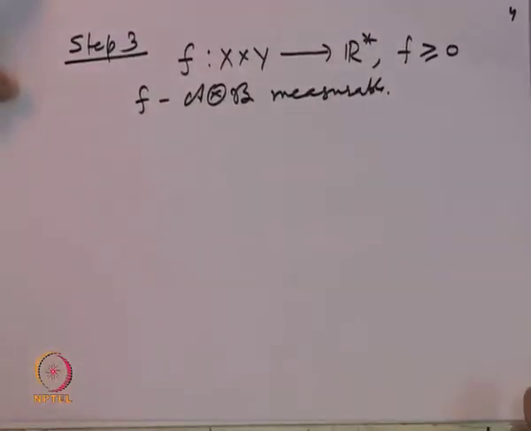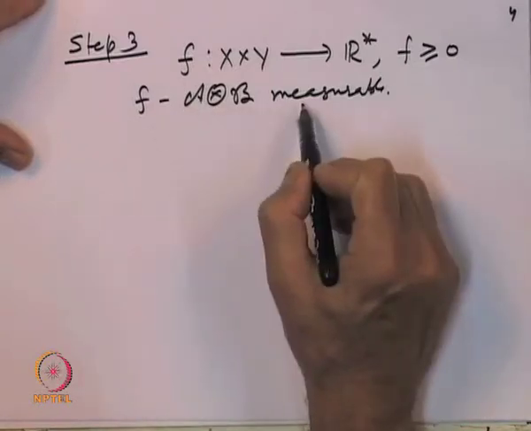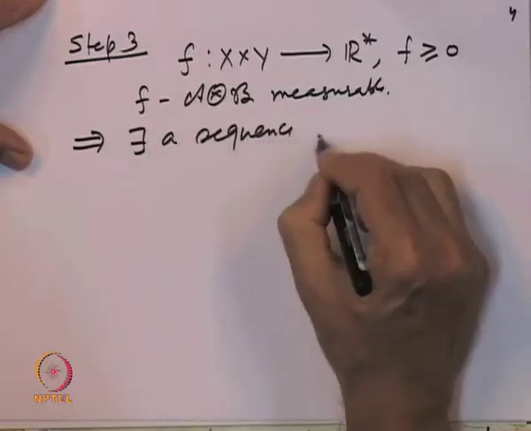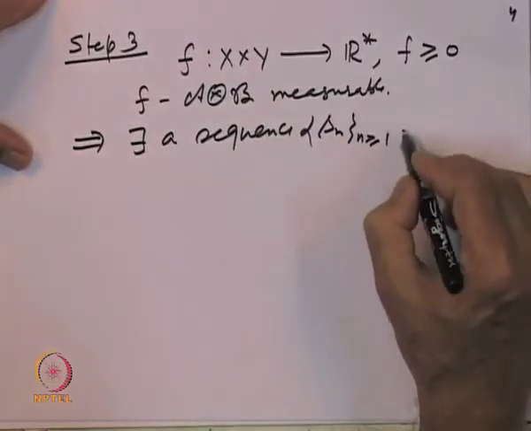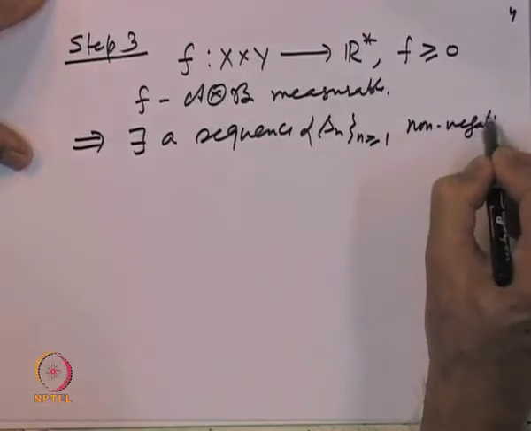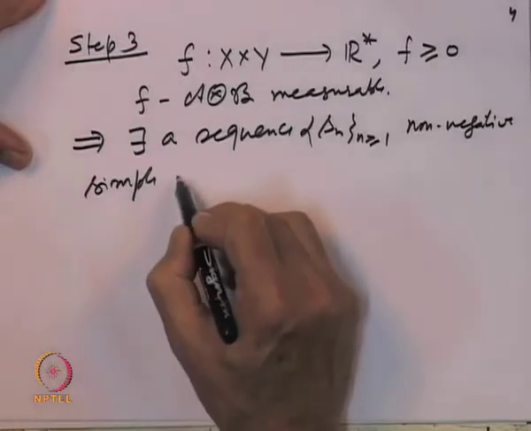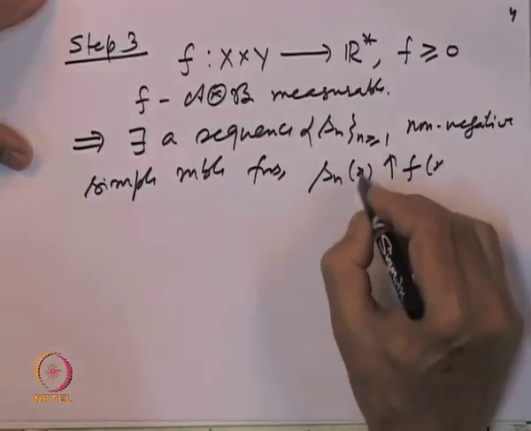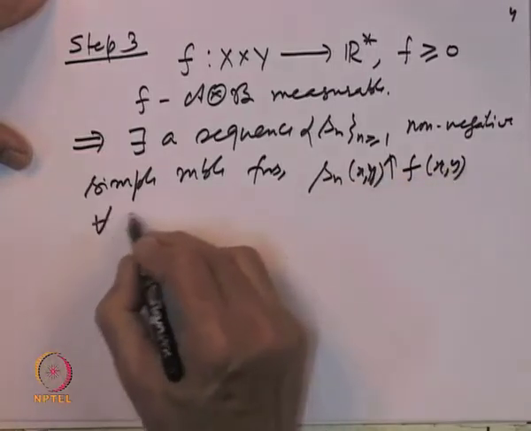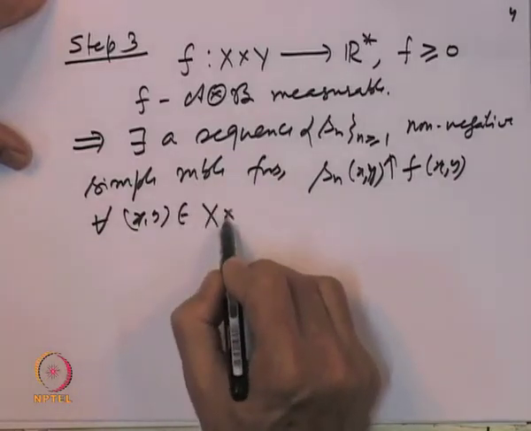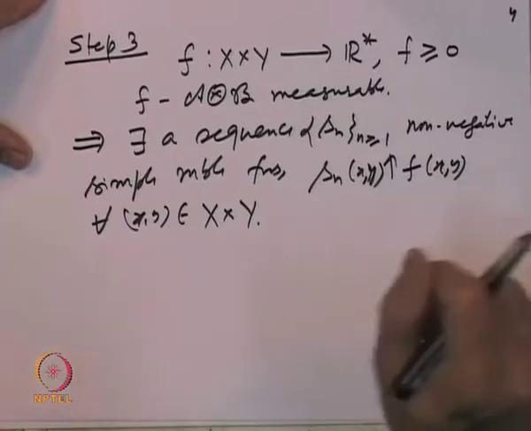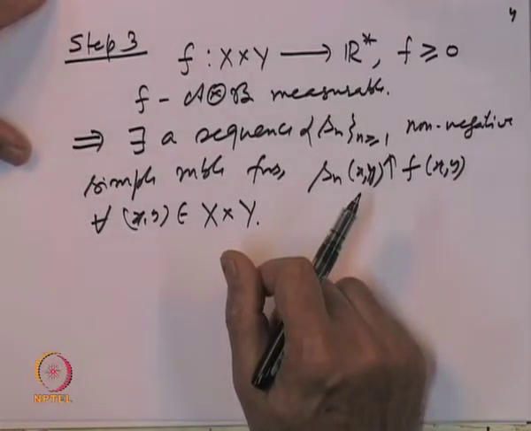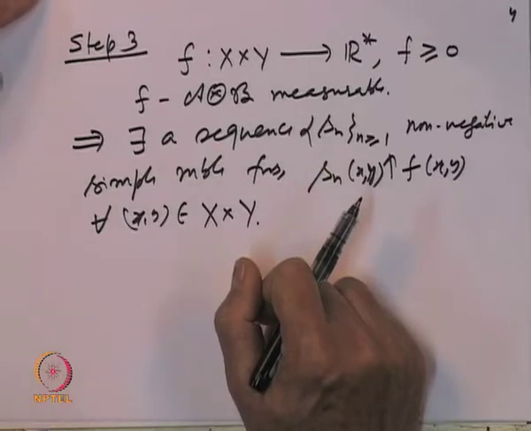So, now we look at the characterization of non-negative measurable functions. f being non-negative measurable implies that there exists a sequence s_n of non-negative simple measurable functions, s_n(x, y) increasing to f(x, y) for every (x, y) belonging to the product set X cross Y. This is by the fact that for every non-negative measurable function there is a sequence of non-negative simple measurable functions converging to it.